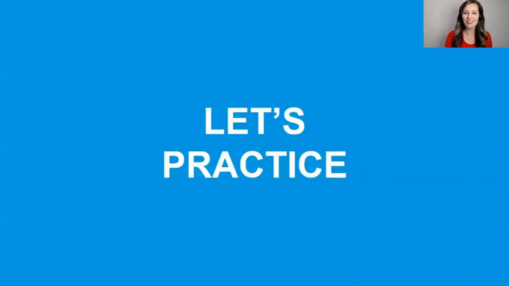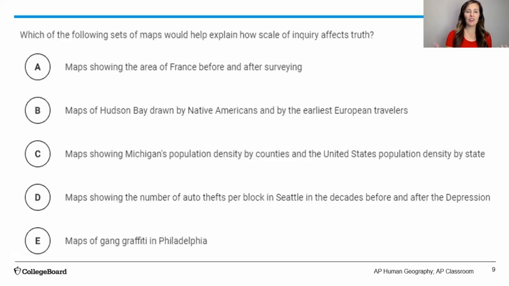Let's take some time to practice this concept. This question states, which of the following sets of maps would help explain how scale of inquiry affects truth? A, maps showing the area of France before and after surveying. B, maps of Hudson Bay drawn by Native Americans and by the earliest European travelers. C, maps showing Michigan's population density by county and the United States population density by state. D, maps showing the number of auto thefts per block in Seattle in the decades before and after the Depression.